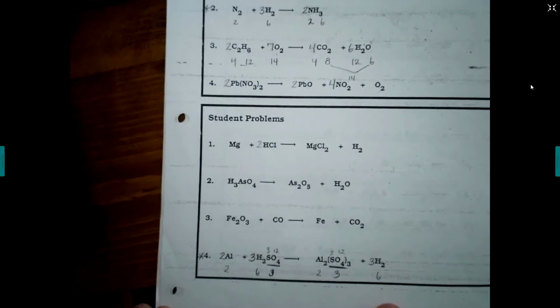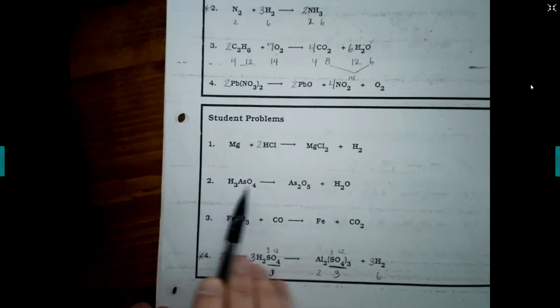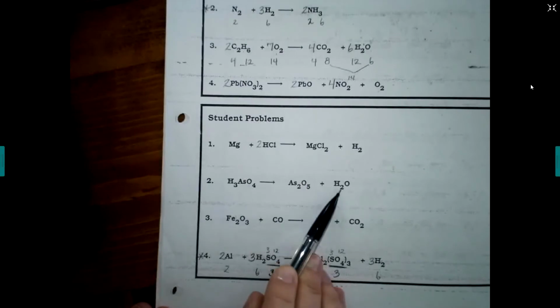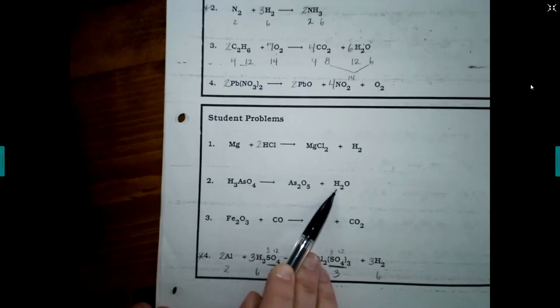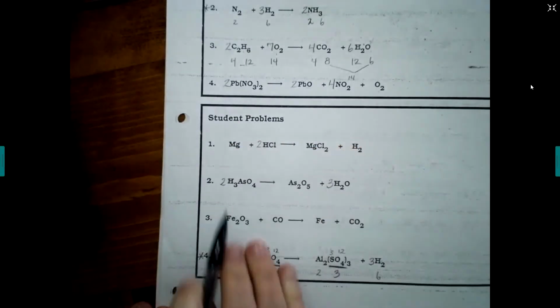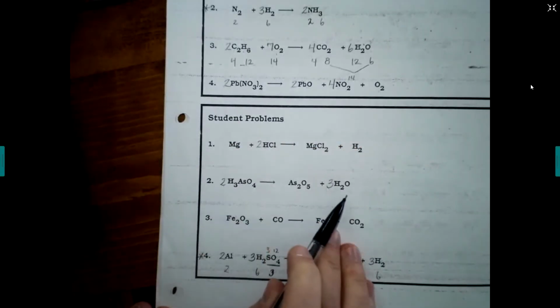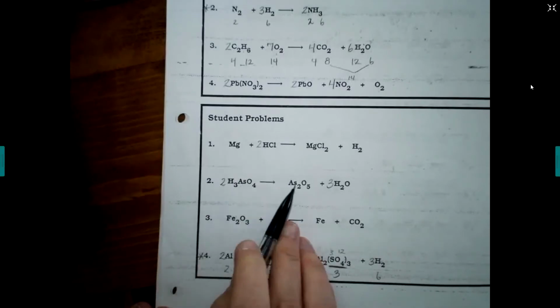All right, number 2. Starting with hydrogen, I have 3 here. I have 2 here. That's not going to work. So what's the first number that 3 and 2 both go into? 6. So if I put a 2 here and a 3 here, that gives me 6 hydrogens on both sides. That also gives me 2 arsenic, and I have 2 arsenic, so that's okay.